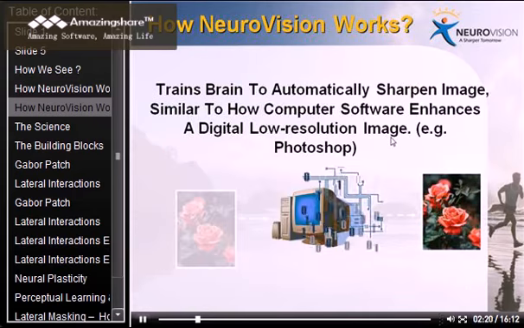So what NeuroVision actually does, it trains the brain to automatically sharpen the image. This is very similar to the way a computer software enhances a low-resolution image. You can think of a camera image that is in low resolution or not optimal or a little bit blurred. Then you can take Photoshop to improve the outcome of that photo. Similarly, NeuroVision is kind of a Photoshop to the brain. It makes the brain work in a more efficient way and enhances the processing and improves the perception.